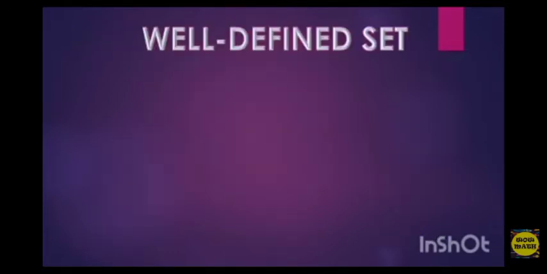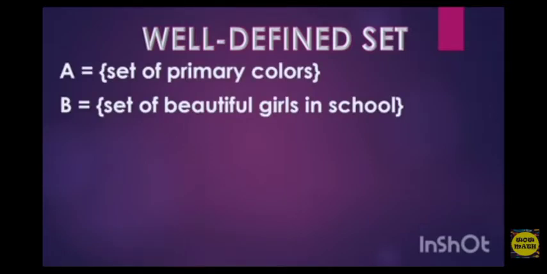So now let's talk about well-defined sets. So let's take these examples. Set A is a set of primary colors. So it is a well-defined set since we can name primary colors. That is yellow, red, and blue.